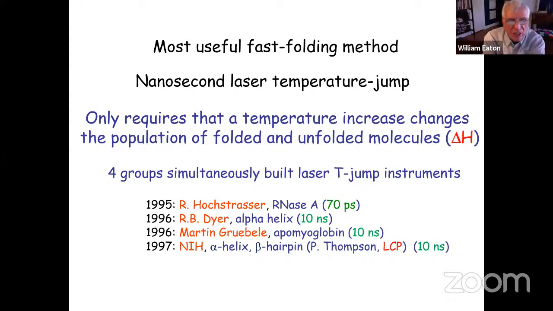Four groups had the same idea roughly simultaneously and built laser T-jump instruments. The first publication came from Robin Hochstrasser, which was Robin's custom, to always be the first in a new kind of experiment. He published an experiment on jumping the temperature at 70 picoseconds using a dye that doesn't emit photons but absorbs all the energy to produce heat in the solution, to study the unfolding of RNase A.